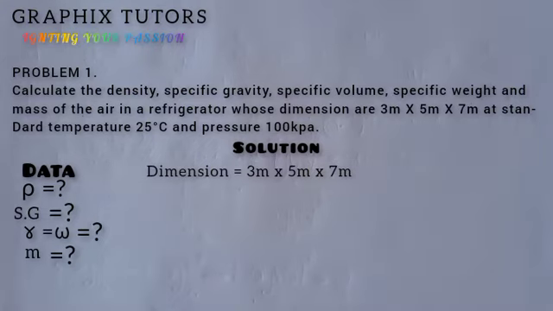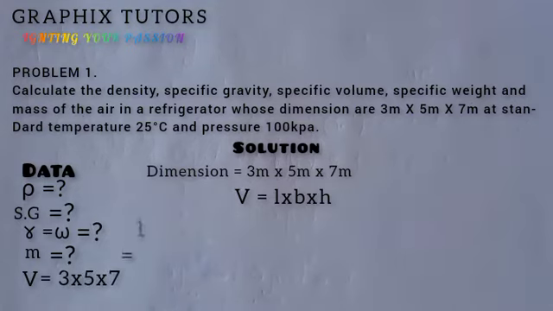Now, since these three parameters are given here, it means you can calculate the volume. So our volume will be the length times the breadth times the height, which is giving us what? 3 times 5 times 7. That will be equal to 105 meter cube.